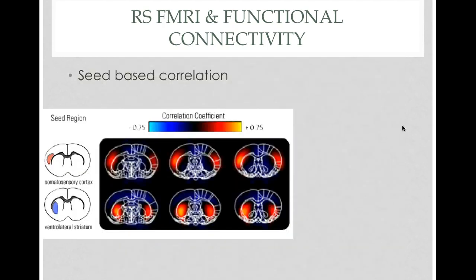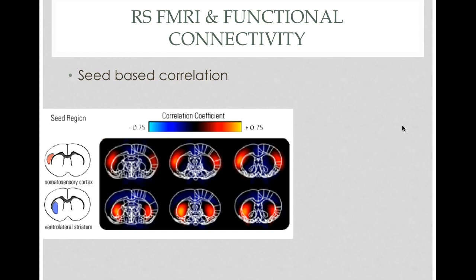There's two main ways of doing this. The first is seed-based correlation. The way this works is you pick a seed, like the one in the top left, which would be the somatosensory cortex, and then you look at how other portions of the brain are related to that seed signal.